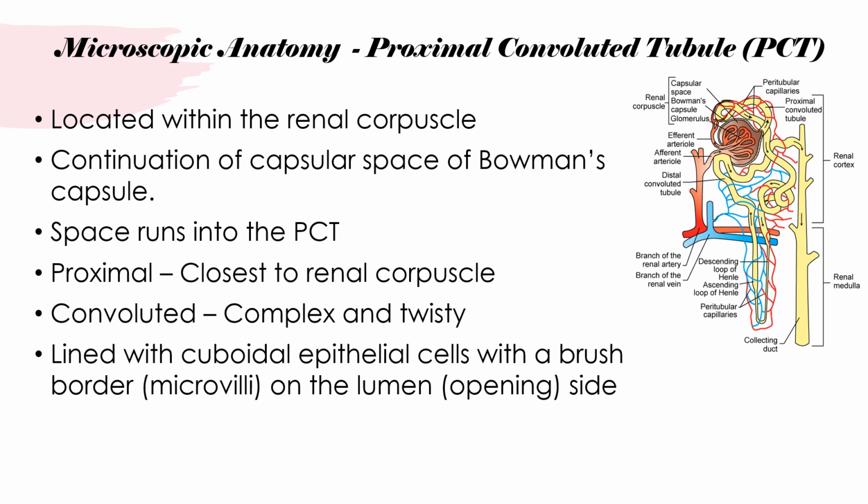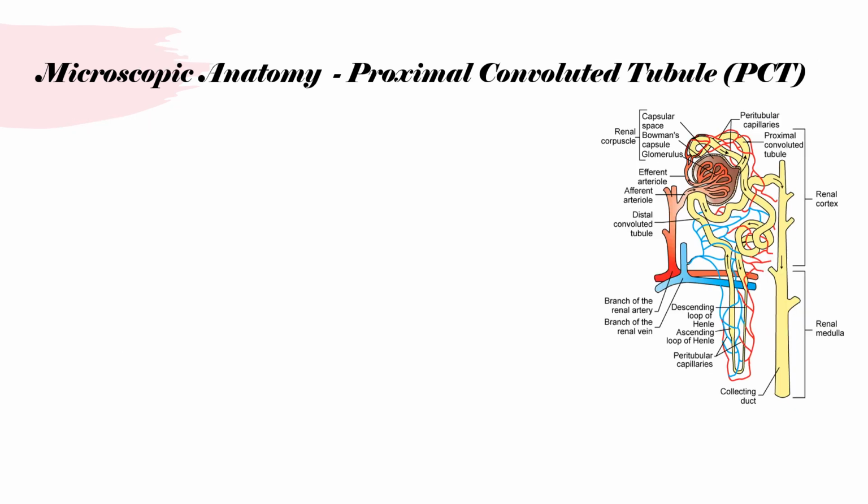It's also going to be lined with cuboidal epithelial cells, and that's going to have a brush border. Where have we heard brush border or microvilli before? It's going to be the digestive tract. Okay, so these are going to have microvilli as well. And the reason they have that is so that they can have the absorption, distribution of nutrients and all that.